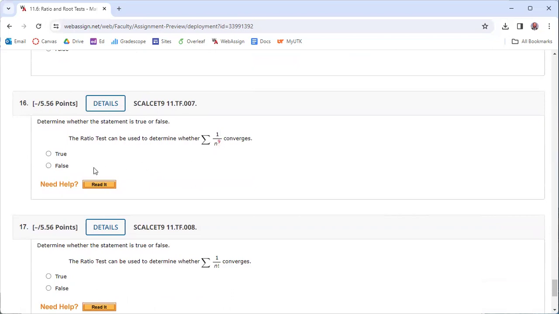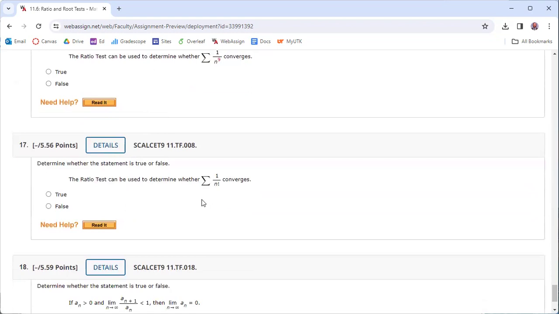The ratio test can be used to determine whether this converges. That is false, because the ratio test is going to be blind to this series. Polynomial terms just get neutralized by the ratio within the ratio test whenever you take n and let it go to infinity. So you essentially get n to the 9th over n to the 9th plus the leading coefficients. It'll be 1 over 1. 1 over 1 is 1, and that's where the ratio test is undetermined.